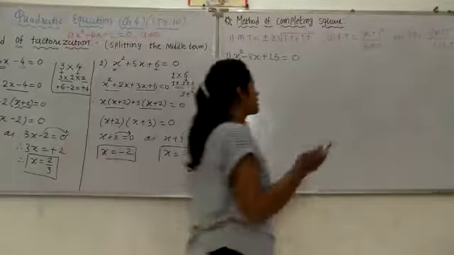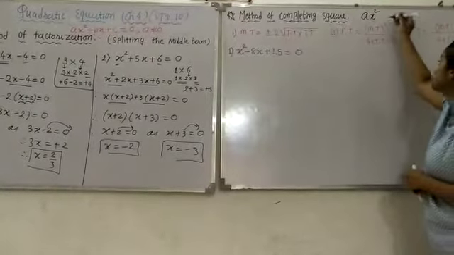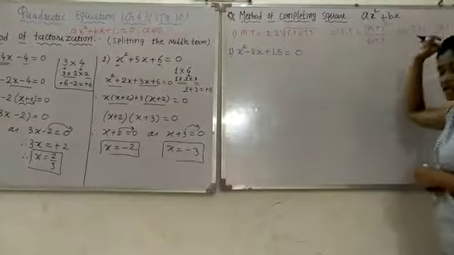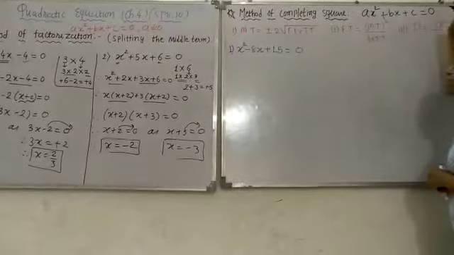Now in a quadratic equation, ax square is called the first term, bx is called the second term and c is called the third term.